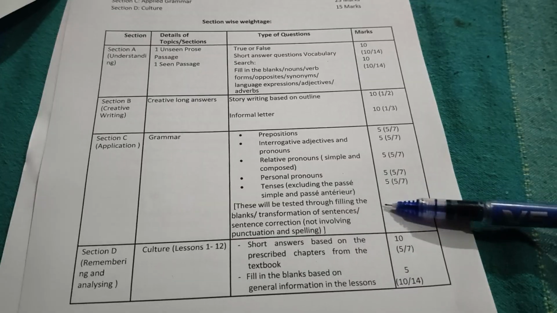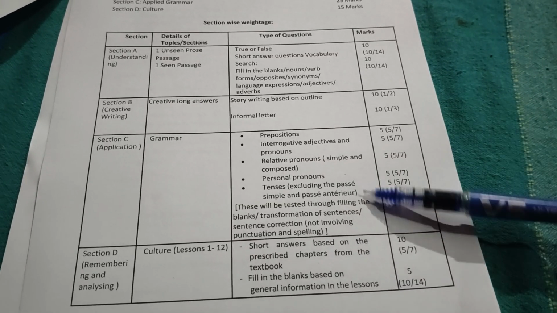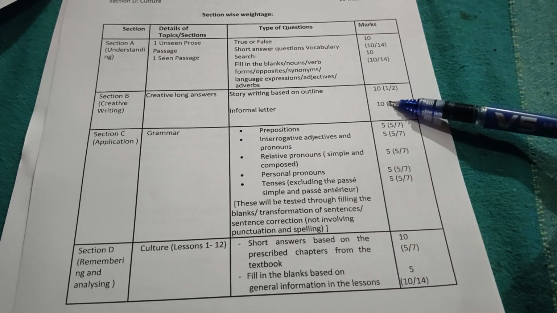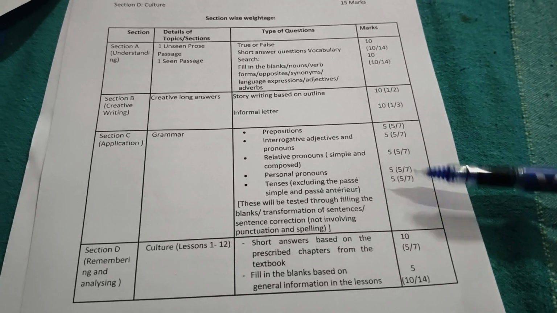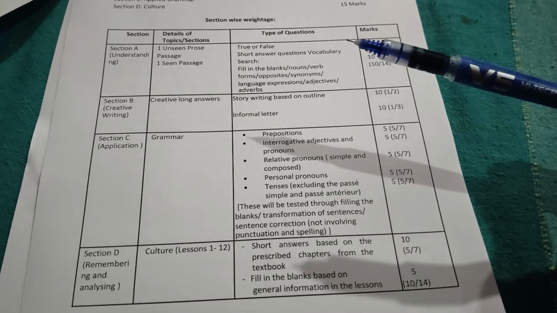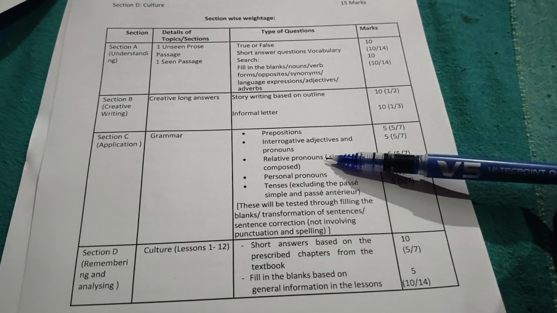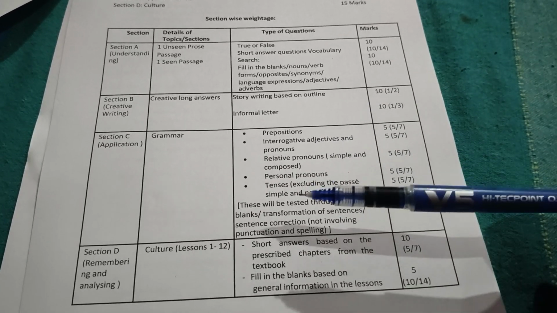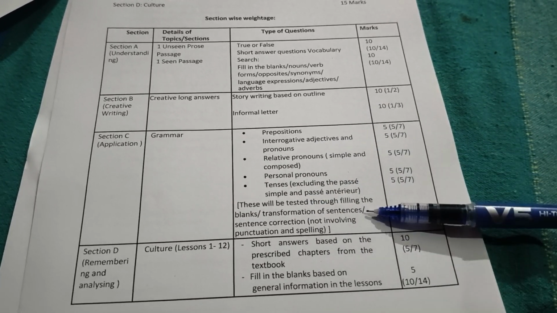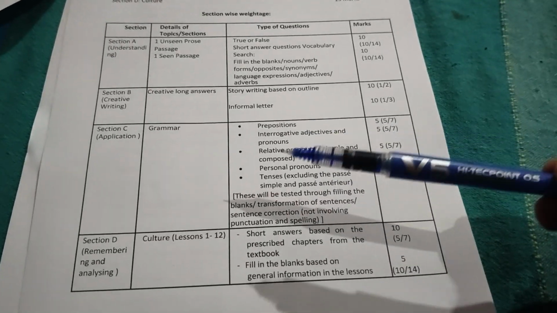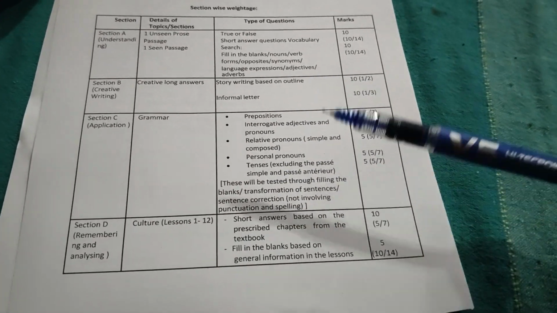All of the 5 questions will have 7 parts in total, from which we have to attempt 5 each. Each part carries 1 mark. Prepositions, interrogative adjectives, relative pronouns, personal pronouns, tenses. They will be tested through fill in the blanks, transformation of sentences, and sentence correction, not involving punctuation and spelling. We have already discussed this.